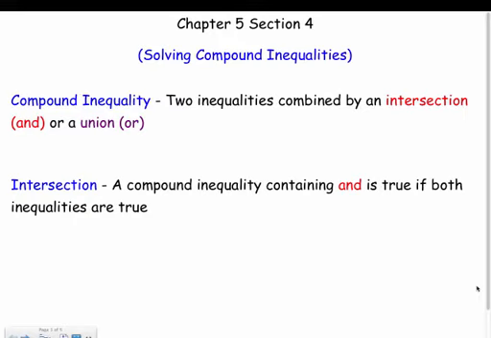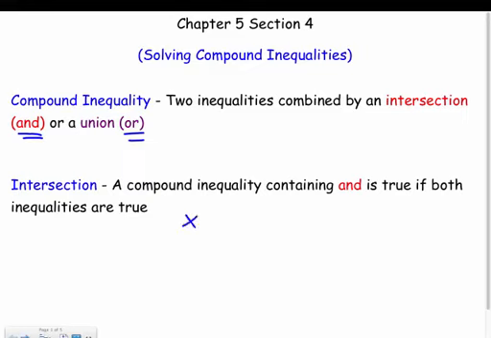So a compound inequality is two inequalities combined by either an intersection or a union. And we use short little words for those. For intersections we use "and", for unions we use "or". And they have two totally different meanings. So first of all, an intersection. A compound inequality containing "and" is only true if both inequalities are true.